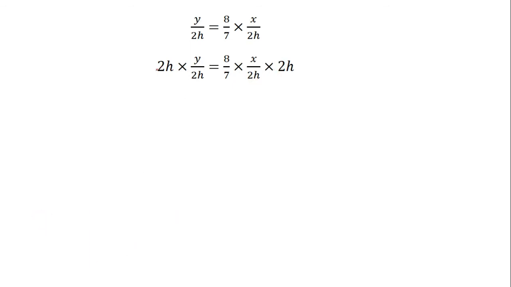When you do that, you can see that 2 hours and 2 hours will cancel each other out here, and here. So you'll be left with y. So y will be equal to 8 divided by 7. 2 hours and 2 hours are gone, so you'll be left with x. So 8 divided by 7 times x. Y is equal to 8 divided by 7x. We are going to call this equation 2.